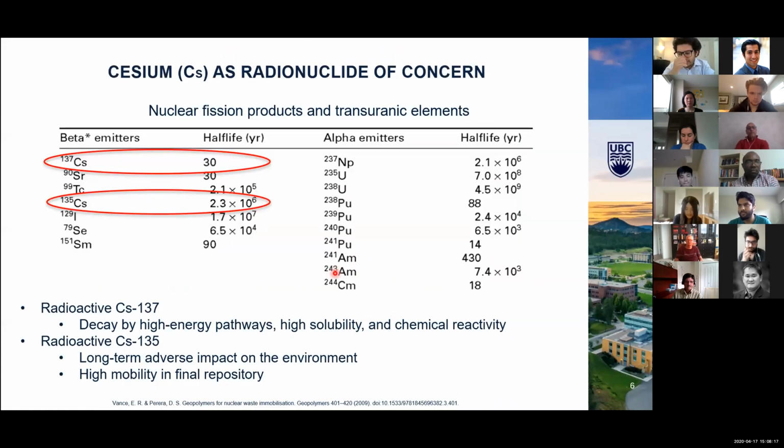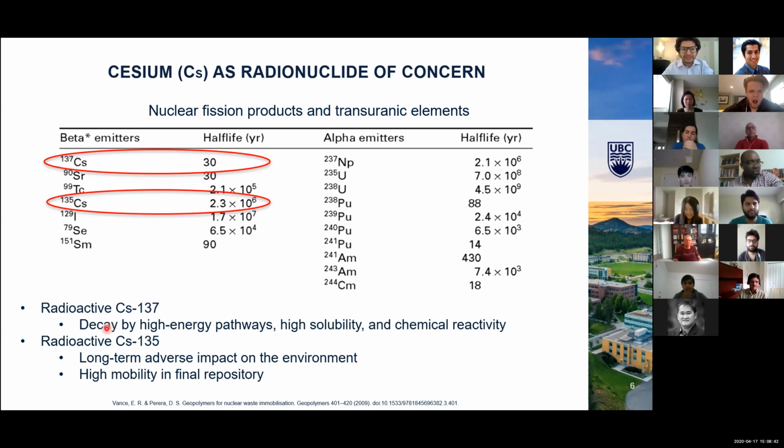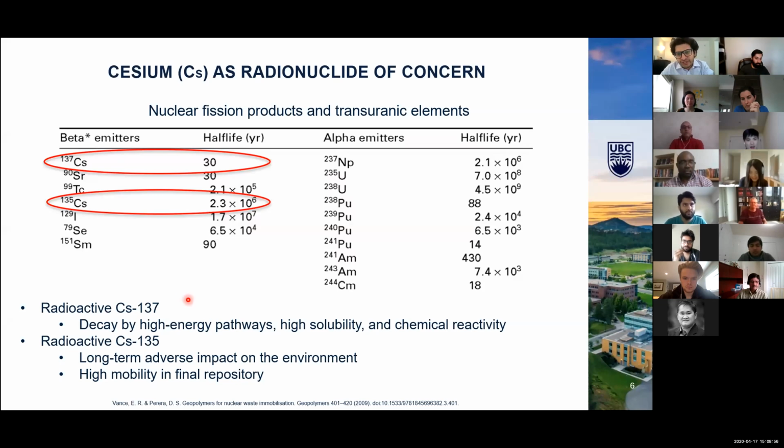Among these radioactive wastes, the one which contains cesium is of paramount importance for the following reasons. First of all, the half-life of cesium is pretty high. Cesium 137 has a 30 year half-life, and cesium 135 has a half-life of 2.3 million years, which is quite a lot. Both of these cesium isotopes have a really long-term adverse effect on the environment. Also, they have really high solubility, which makes them easily leachable when they come in contact with water, and they have high chemical reactivity. Because of all these factors, it becomes very important to condition them really well.